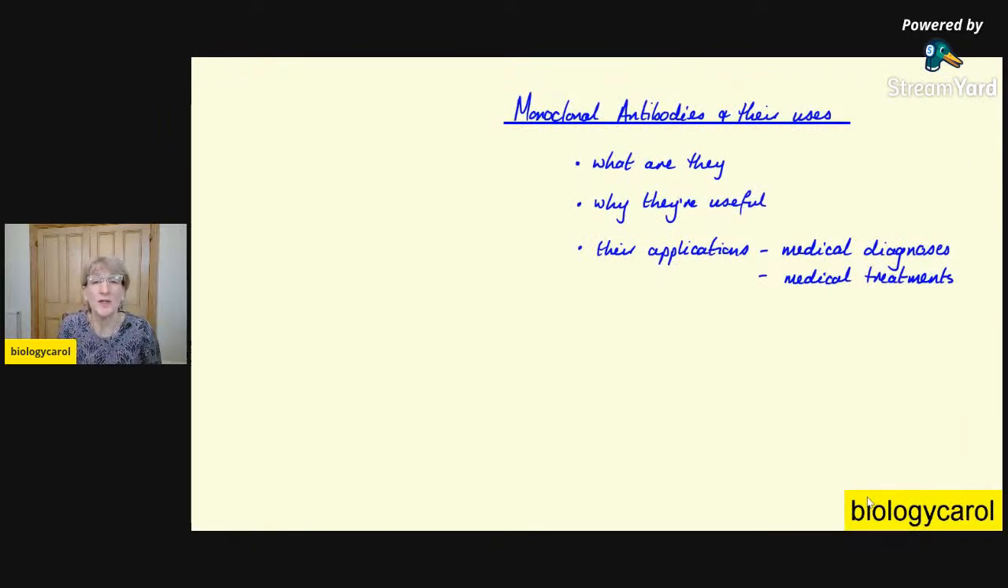And today we are talking about monoclonal antibodies and their uses. This is specific to AQA syllabus.